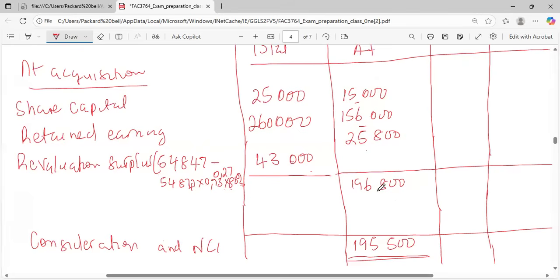This is the value of equity which was purchased. This is what they paid. So which means they gain here. They purchase at a discount. So they gain. So that gain is the one that we're going to take to other comprehensive income. So it's going to be gain on bargain purchase.